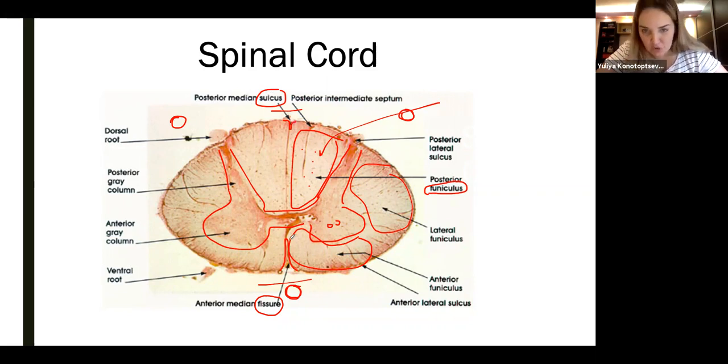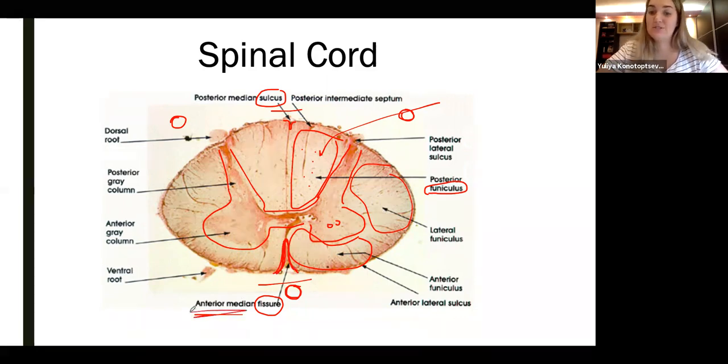So try to look at the two sides. If you see that one of the openings is a bit deeper and more open, then this is definitely going to be a fissure, and fissure is anteriorly located. So it has to be the anterior side.